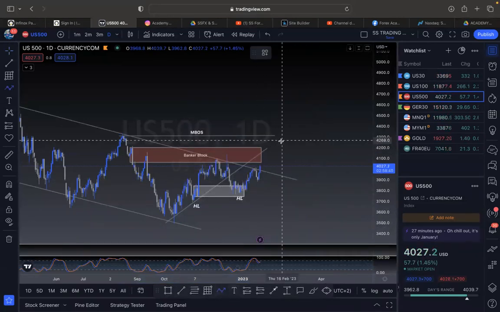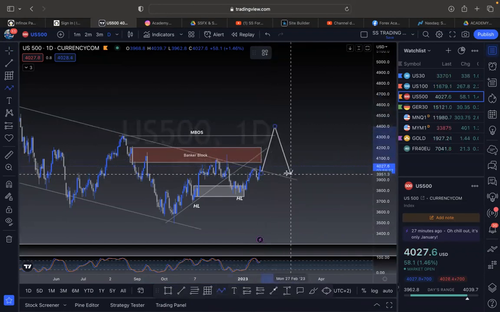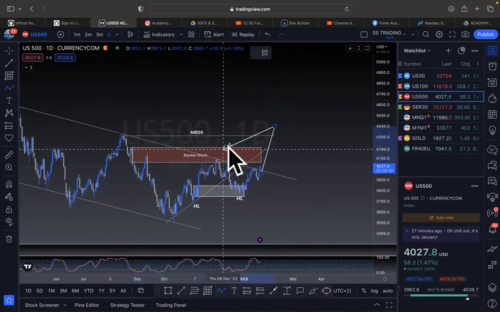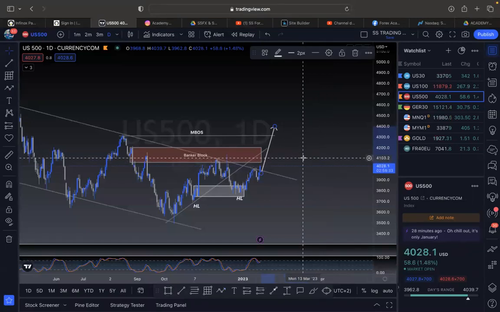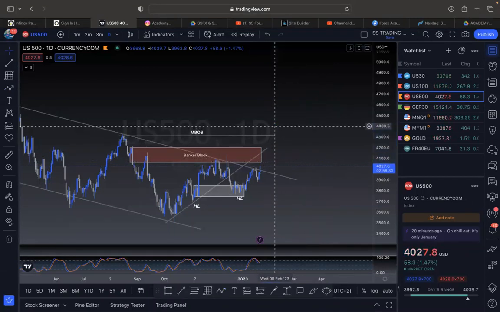Okay, so once we take out that high, we can confirm that the trend has indeed changed over on our major structure.